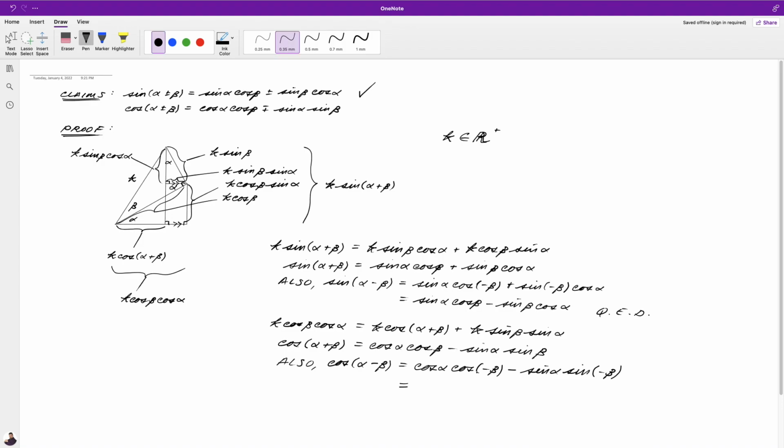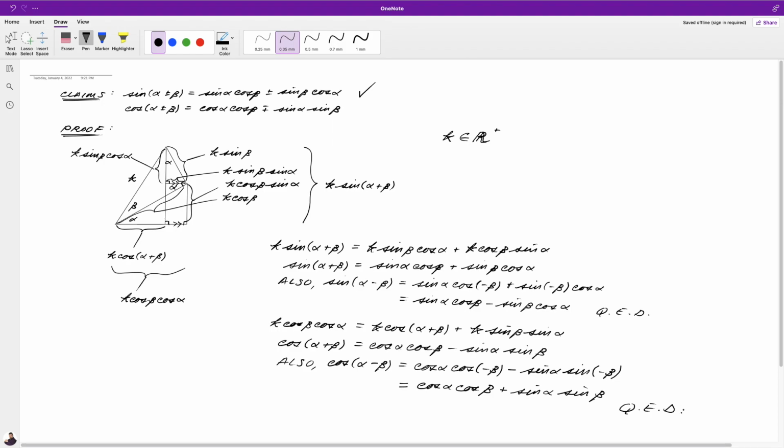Again, the cosine's even. So the cosine of a negative value is the same thing as the cosine of the positive value. So we got cosine alpha, cosine beta here. And sine is odd. So the sine of a negative beta is the same thing as the negative sine of beta. But there's already a negative there. And so a negative times a negative is a positive. So there you go. All right, that worked out quite well. Both of those have now been proven.